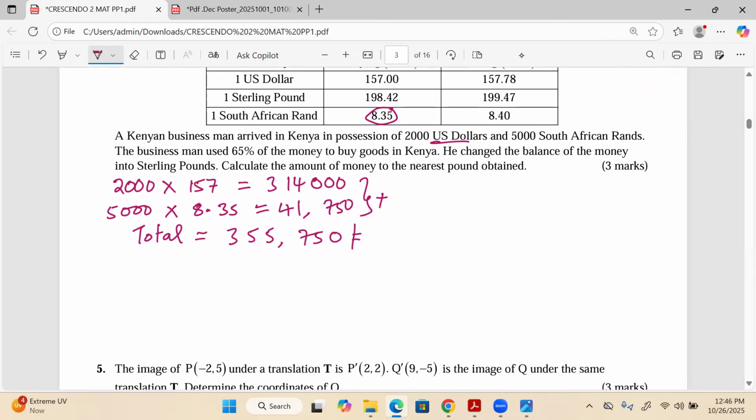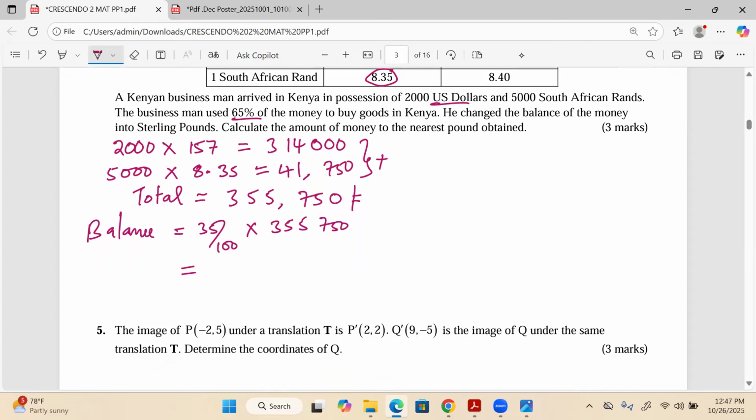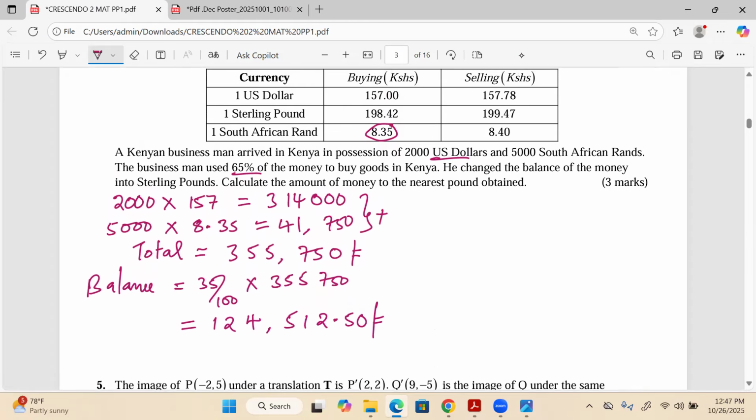Now he's going to spend 65% of this money, then the balance is converted to sterling pounds. If 65% is used, then 35% of this money remained. So we can go to the balance directly. The balance is going to be 35 over 100 multiplied by 355,750. This gives us 124,512 and 50 cents. This is the amount in Kenya shillings that the businessman has after buying some goods in Kenya.